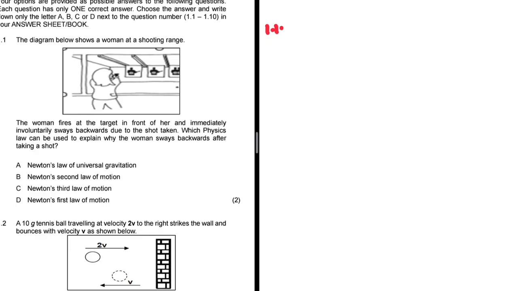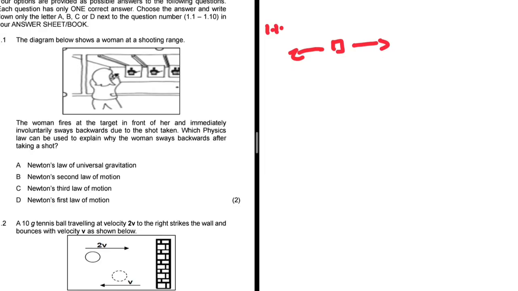Right, so let's go through the basics. The woman fires a shot and then she sways backwards, right? So there goes the shot and the woman sways backwards. Why is the woman swaying backwards? Action, reaction, right? There's a force forward, so there must be an equal force in the opposite direction, backwards. That's why the woman sways backwards. So the bullet goes off the gun. There's a force in the forward direction, but the gun is going to recoil, hence the woman sways backwards. So that is explained by Newton's third law of motion.